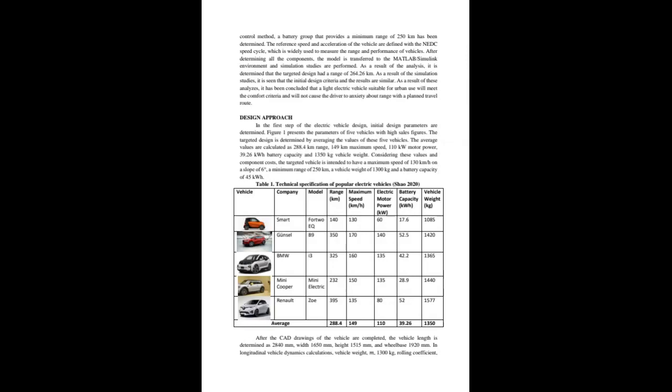My aim in my design, I targeted the maximum speed 130 kilometer per hour. This is the first criteria, maximum speed. Second criteria, maximum slope, 6 degree. Another one, minimum range. My minimum range aim is 250 kilometer.